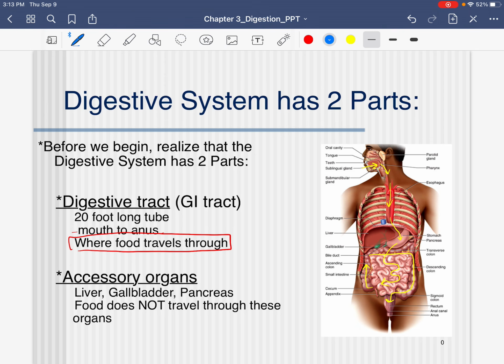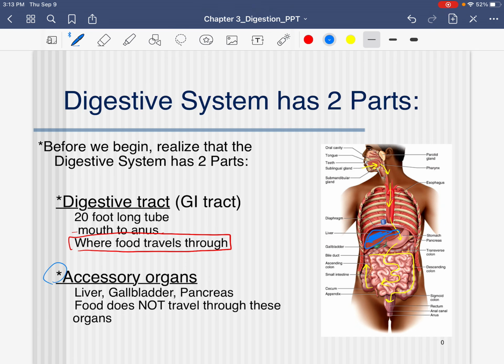But there are other organs. Other organs that have an important role in the digestive system, but aren't actually part of the route of food, are considered to be accessory organs. They are outside of the digestive tract. What are they? Well, right here we have our liver.